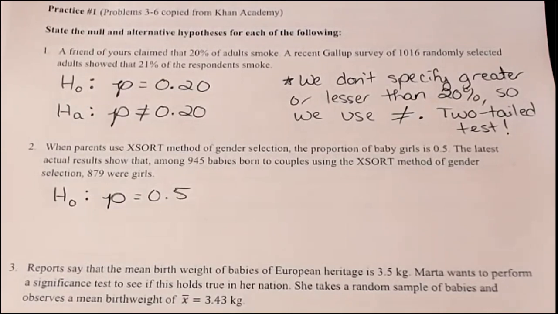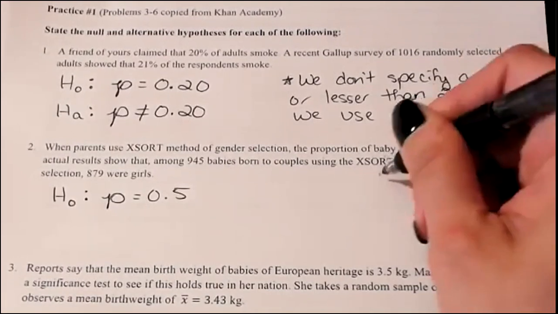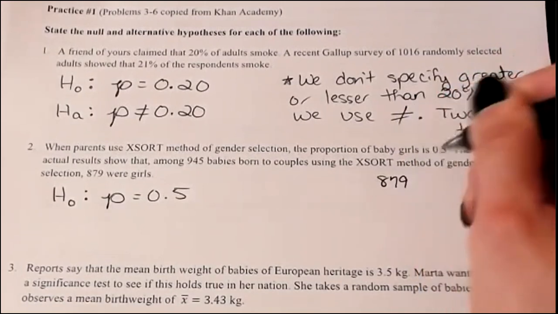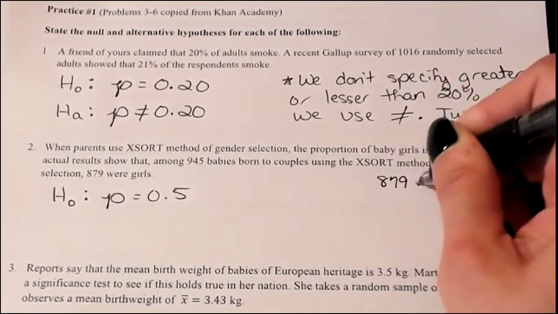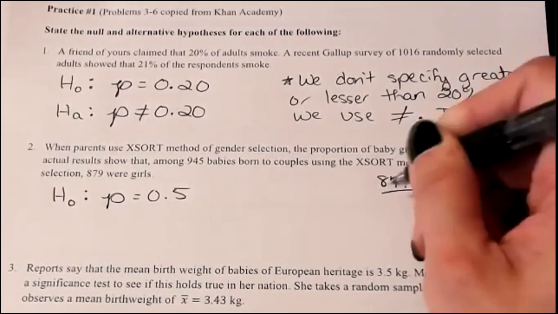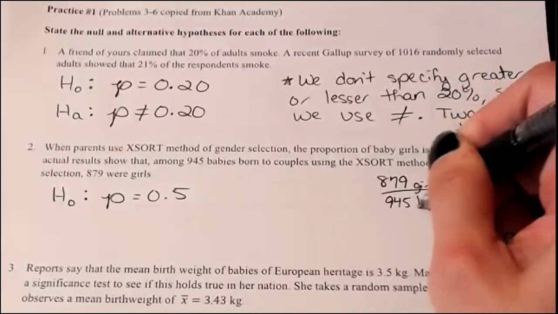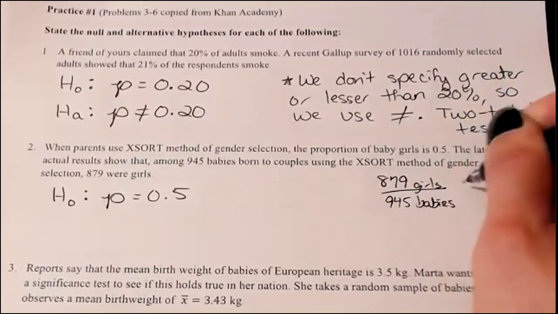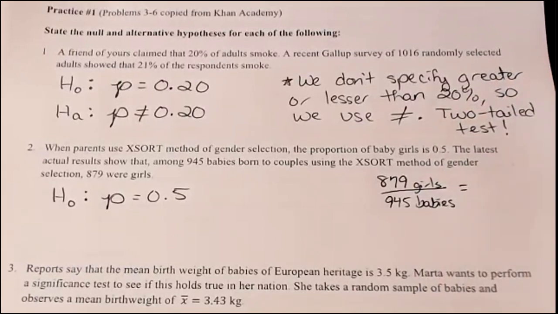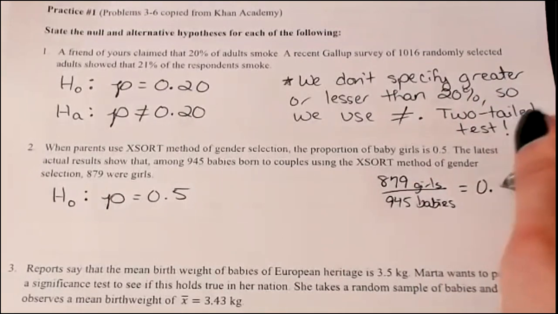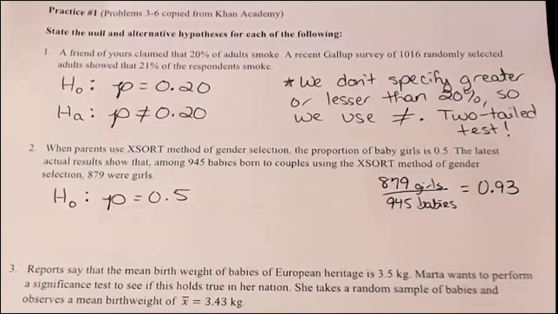What information does that give us? What should we investigate with our calculators? 879 divided by 945. Let's investigate what that means. If there are 879 girls out of 945 babies altogether, go ahead and punch this into your calculators. It's about 0.93, so 93% are girls.